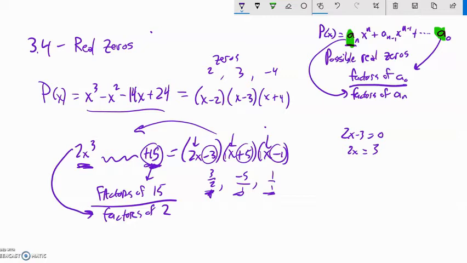So I knew what the factors were here, but if I had only this information, factors of 15 are plus or minus 1, plus or minus 3, plus or minus 5. So how about I just say plus or minus 1, 3, and 5 over factors of 2, which are 1 and 2. So instead of having this infinite group of possibilities, I have a pretty small group here. 1 over 1 is 1. 3 over 1 is 3. I'm going to say plus or minus all of these. 5 over 1 is 5.